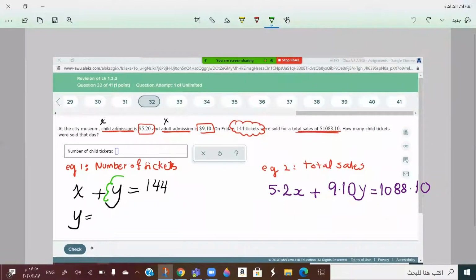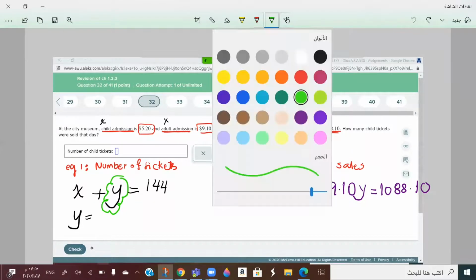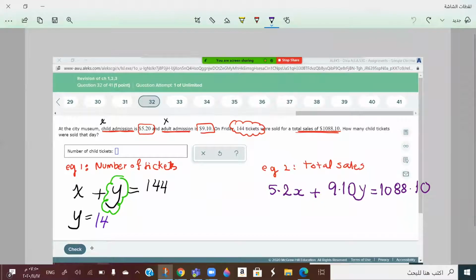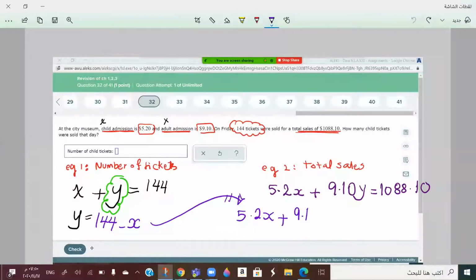You can put y alone, so this will leave you with 144 minus x. And let's go to equation 2. You will be substituting your y: 5.2x plus 9.10 times (144 minus x) is equal to 1088.10. And now all you need to do is use the distributive property and simplify like terms.